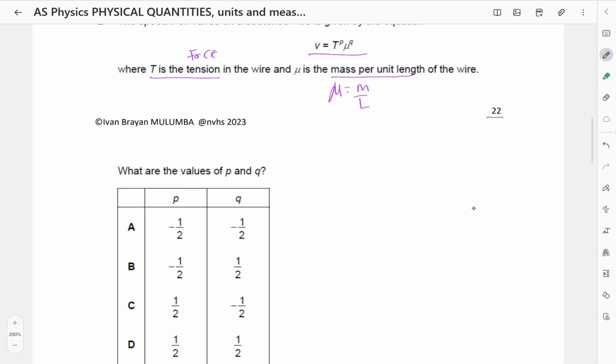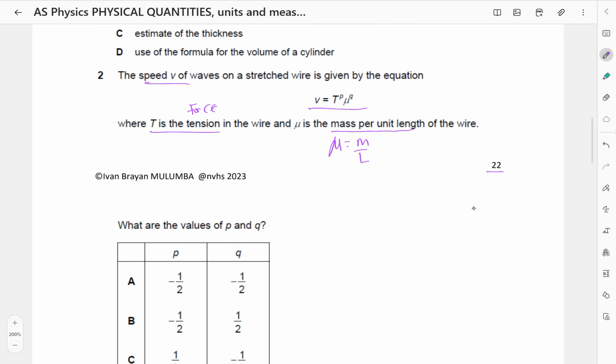So v is speed. The base units are going to be meters per second. I will just use homogeneity and equate the units. T is tension, which is a force, so the units will be kilogram meters per second squared for T, but this is raised to power p. And μ is mass per unit length, so it is going to be kilograms per meter, and this is raised to power q.